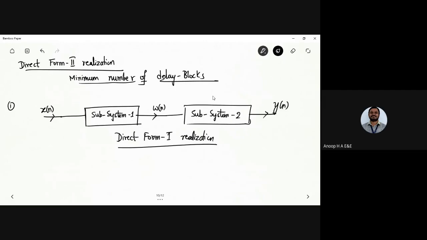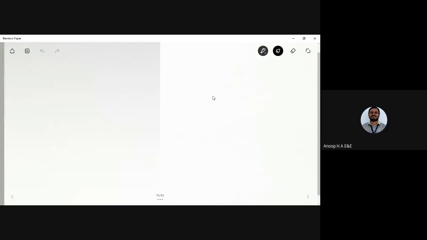Okay, so now I have x of n and y of n as the output, and I have one more intermediate, that is w of n. So now in order to realize the direct form 2 realization, you need to have only one single value. Let me call it f of n. Now this f of n will certainly act as the intermediate output again, but the number of delay blocks I can use here is minimum.